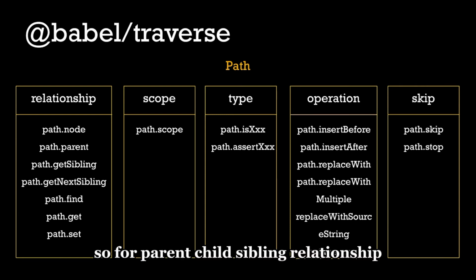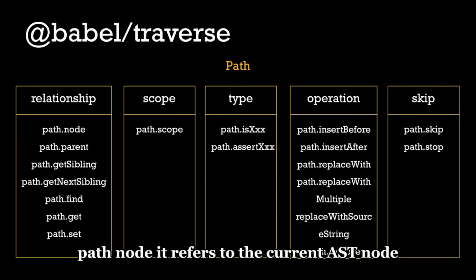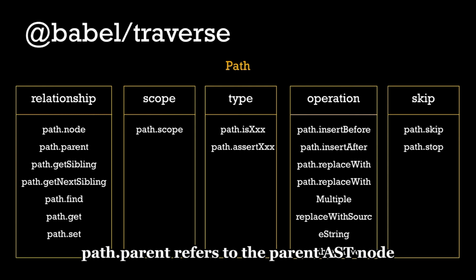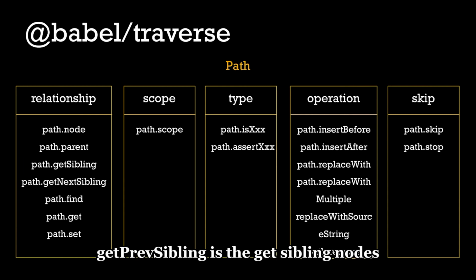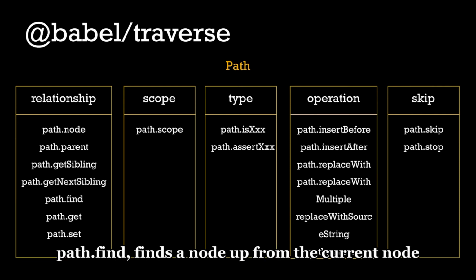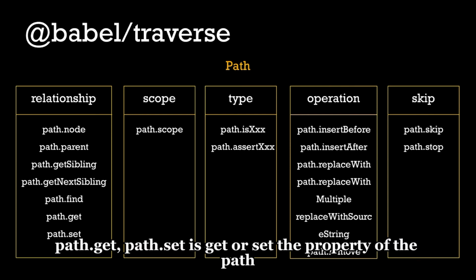So for parent-child sibling relationships, path.node refers to the current AST node. Path.parent refers to the parent AST node. Path.getSibling, getNextSibling, and getPreviousSibling get the sibling nodes. Path.find finds a node up from the current node. Path.get and path.set get or set the property of the path.